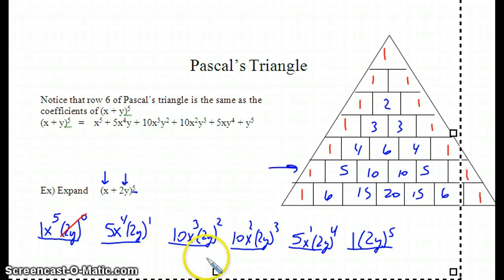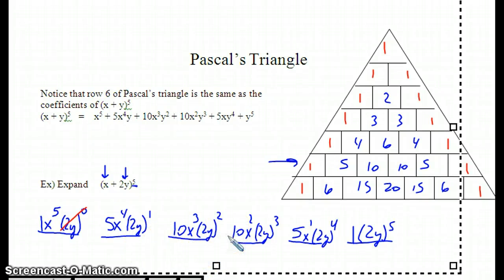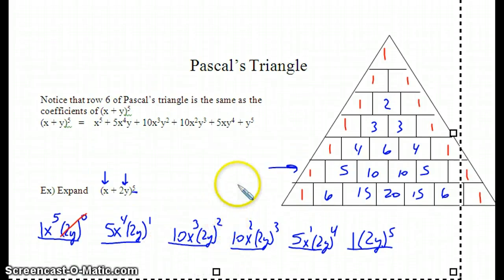Alright, so as I go through and simplify this, 1x to the 5th is just x to the 5th. And then here, I have 5 times 2 raised to the 1st power, so that's 5 times 2, so 10 x to the 4th y.